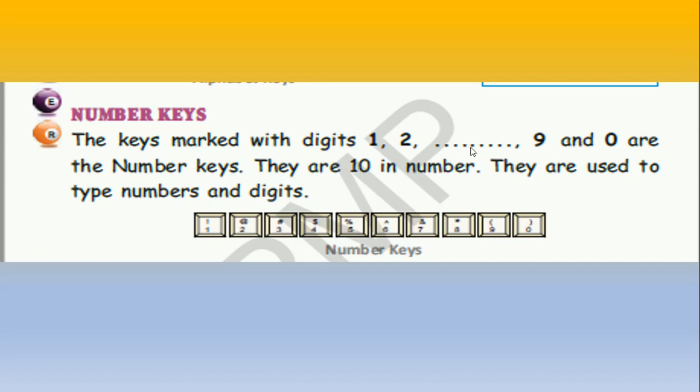Why not 10? Why not 11? Because with the help of 0 you can make the number 1, 0, 10, 2, 0, 20. When you want to write numbers, you can make big numbers with the help of these 10 digits. So that is why these are from 1 to 0.